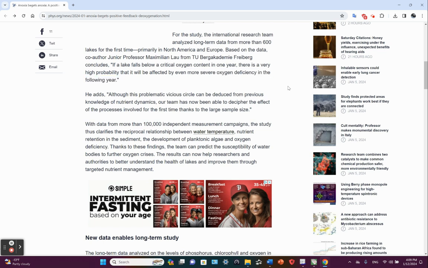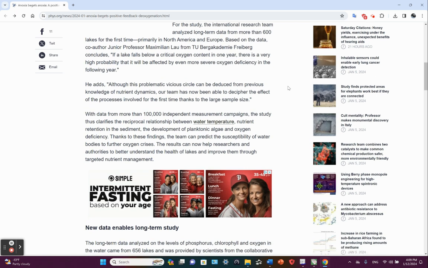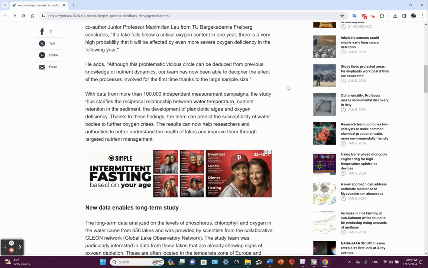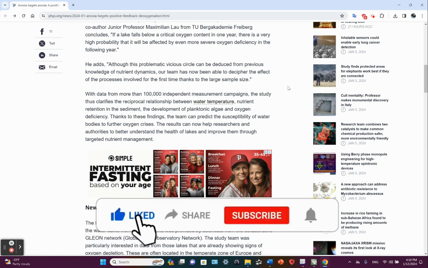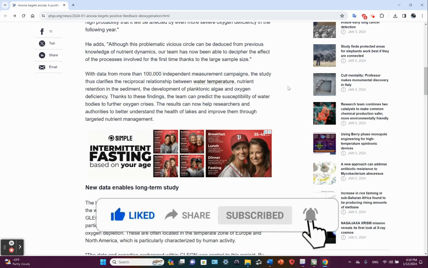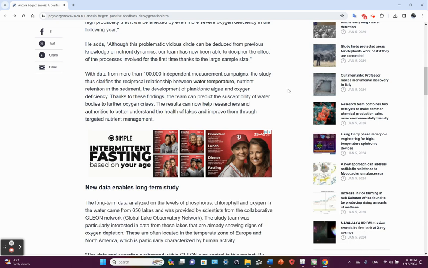Although this problematic vicious circle can be deduced from previous knowledge of nutrient dynamics, our team has now been able to decipher the effect of the processes involved for the first time thanks to a large sample size. So they collected more than 100,000 independent measurements, and the study clarifies the reciprocal relationship between water temperature, nutrient retention in the sediment, the development of planktonic algae, and oxygen deficiency.